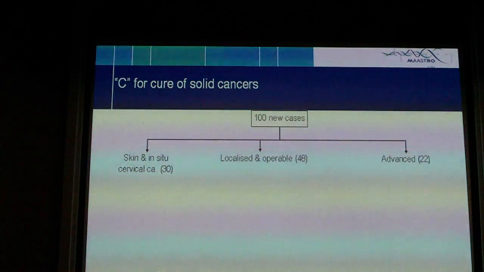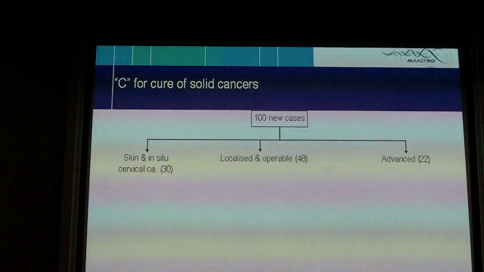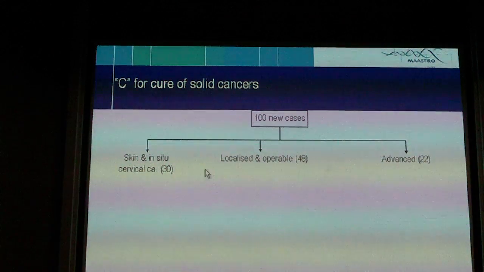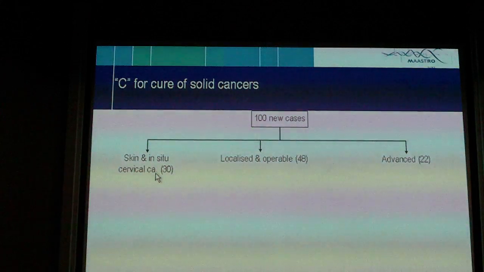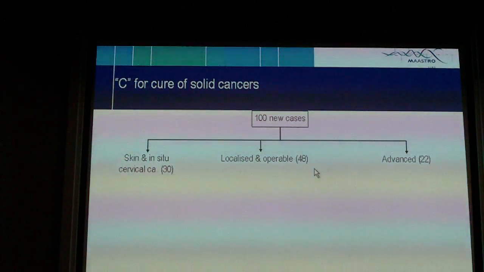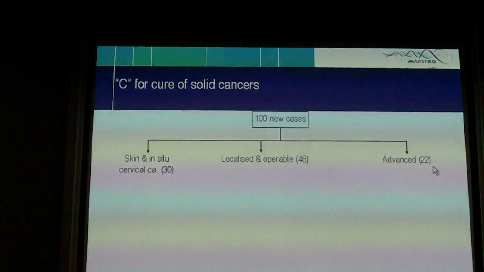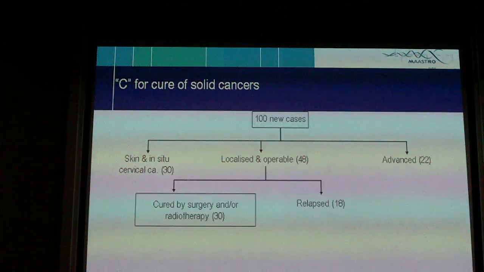For the first C, the cure C, I made a hypothetical example. Assume you have 100 new cases, patients that have cancer. 30 of them are skin cancer or in situ cervical cancer. 48 are localized and operable, so it can be lung cancer or breast cancer. 22 are advanced cancer, as an example, lung cancer with metastasis to the brain.